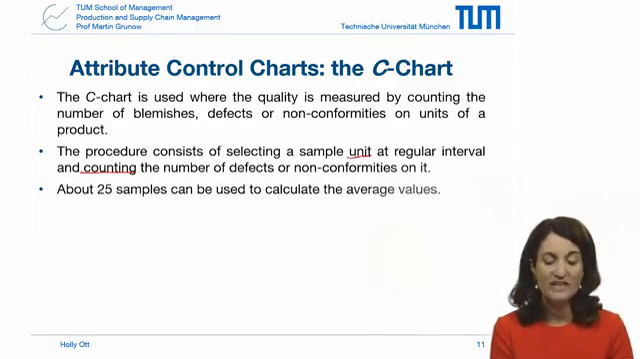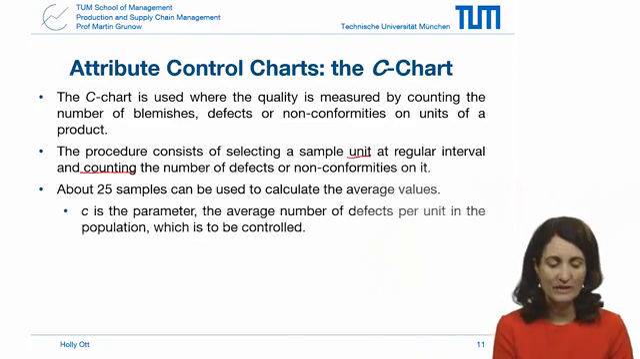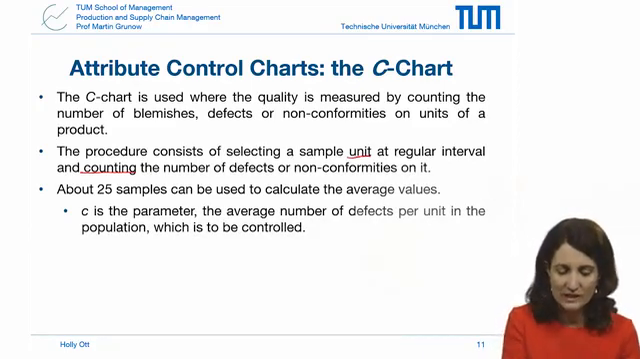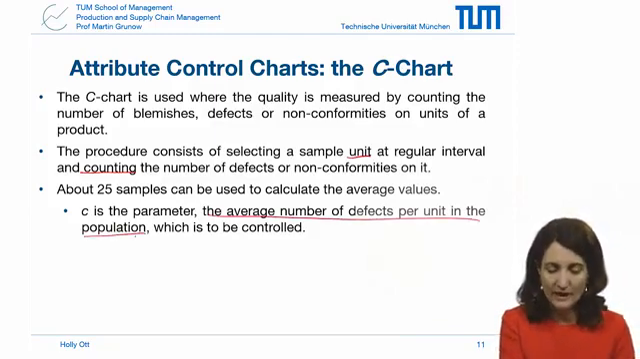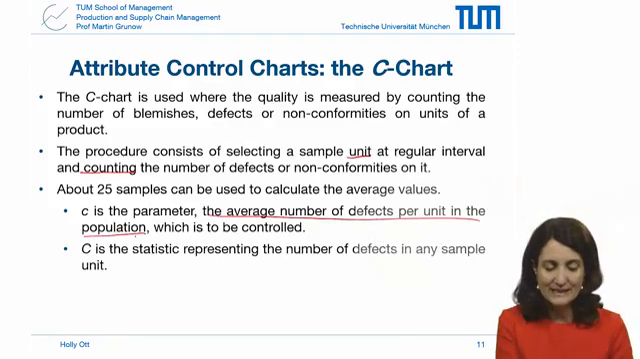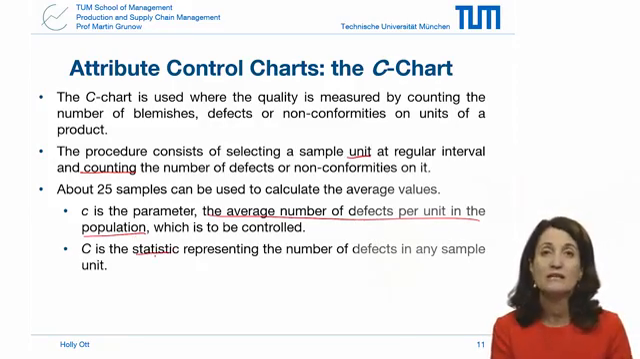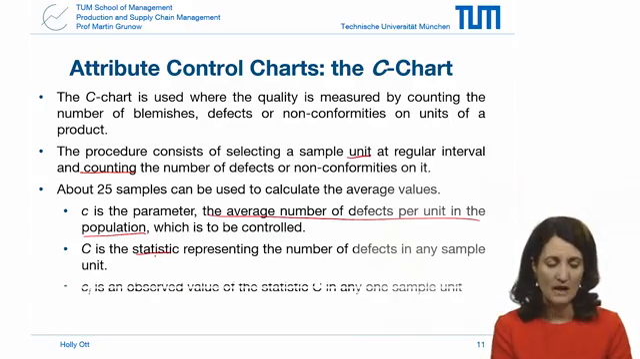Again, you need about 25 samples. As before, you need quite a large number of samples to go ahead and calculate the average values. And we have, again, different nomenclature here. Little c is the parameter, the average number of defects per unit in the population, which is to be controlled, so a population parameter, whereas big C is the statistic representing the number of defects in any sample unit. And this is our Poisson distributed variable.